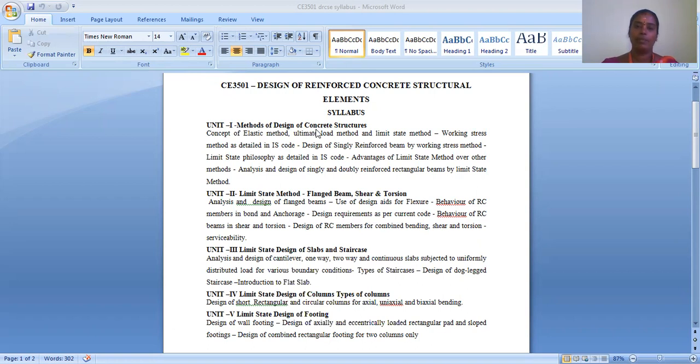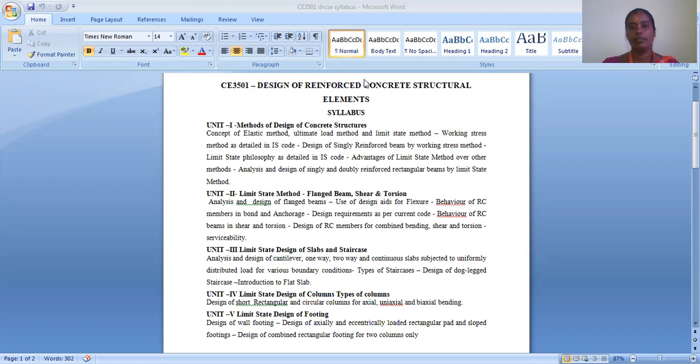Then what is meant by PCC? What is meant by RCC? Here we are saying reinforced concrete structural element. What is meant by reinforced concrete? We call it RCC. Reinforced concrete means we are introducing steel into the concrete.